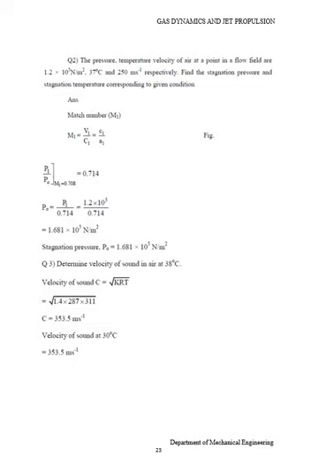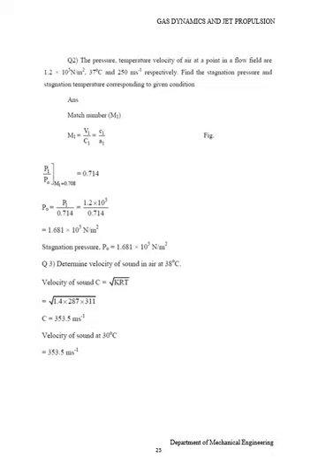It is question number 2. The pressure, temperature and velocity of air at a point in a flow field are 1.2 into 10 power 5 Newton per meter square, 37 degrees Celsius and 250 meter per second respectively. Find the stagnation pressure and stagnation temperature corresponding to the given condition.